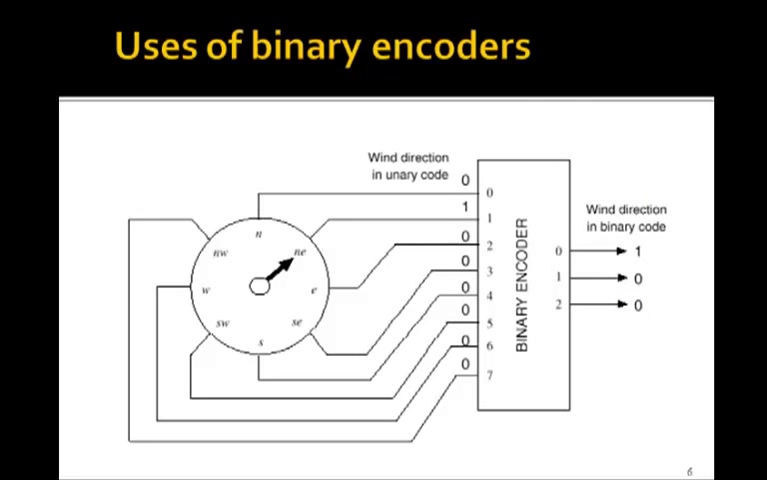Here's an example of when you might use a binary encoder. This shows a sort of wind detector to detect the direction of the wind. You can think of this as a switch, so it closes the switch only at one of these places. In this case, only this input would be a 1, so the output 0, 0, 1 would tell you that the wind is in the northeast direction.